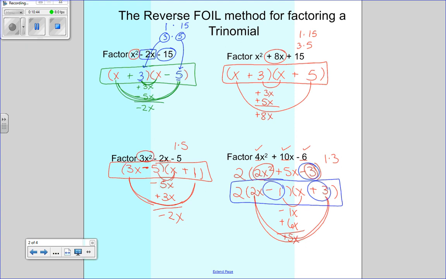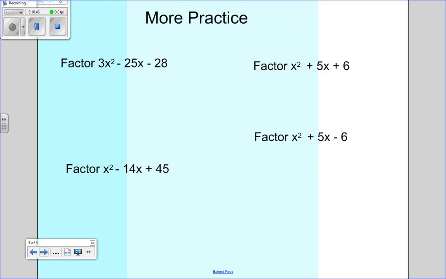All right, let's go to the last practice session. Let's look at 3x squared minus 25x minus 28. The only way to get 3x squared is 3x times x. And notice you can't factor a 3 out of all three terms, so you just have to start factoring this one.